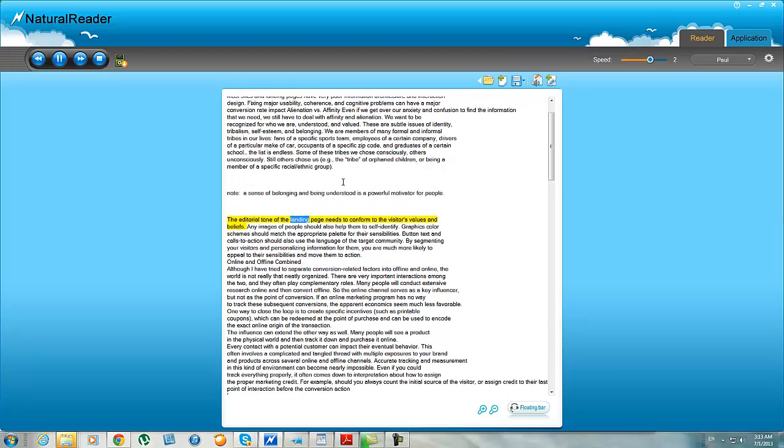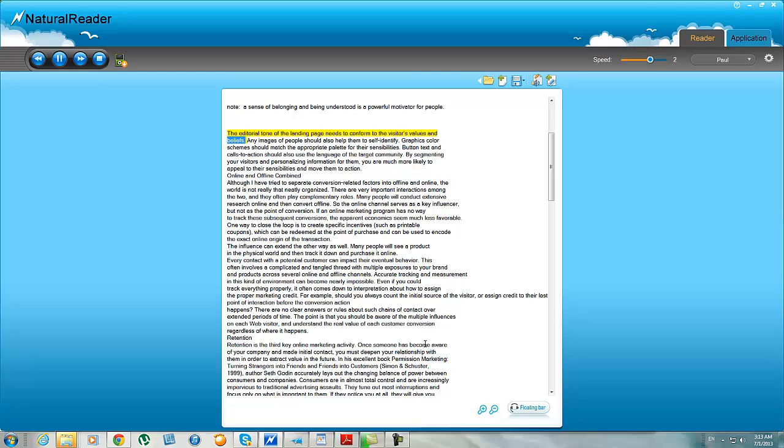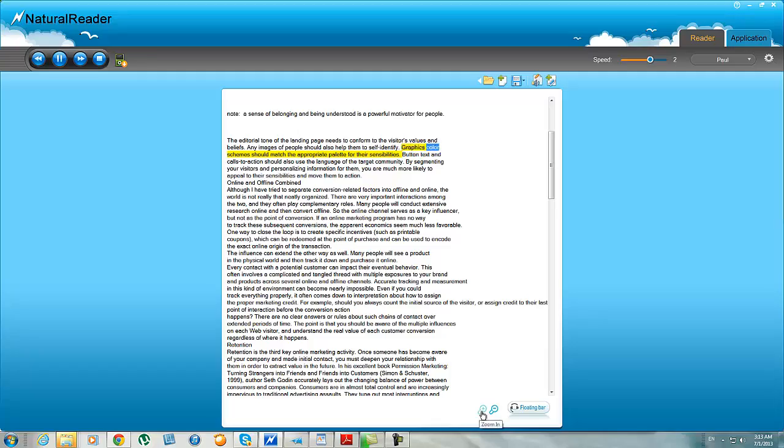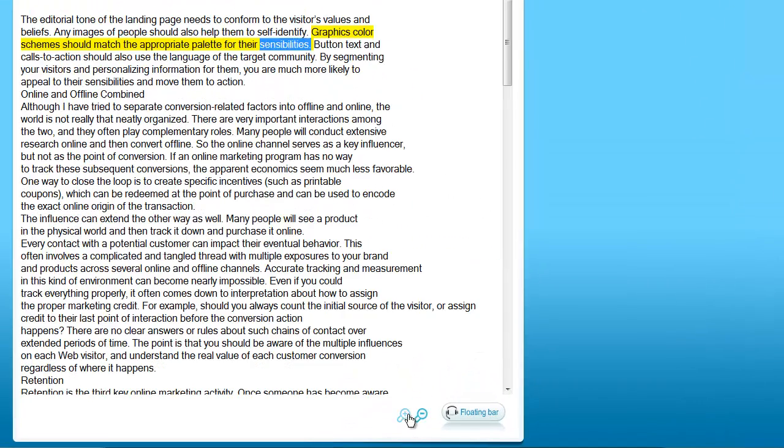The editorial tone of the landing page needs to conform to the visitor's values and beliefs. Any images of people should also help them to self-identify. Graphics and color schemes should match the appropriate palette for their sensibilities. Button text and calls to action should also use the language of the target community. By segmenting your visitors and personalizing information for them, you are much more likely to appeal to their sensibilities and move them to action.